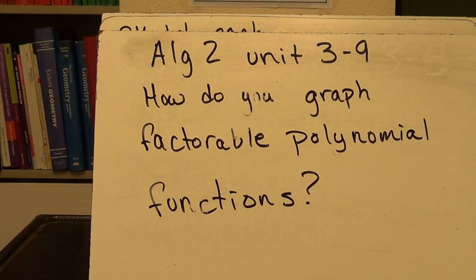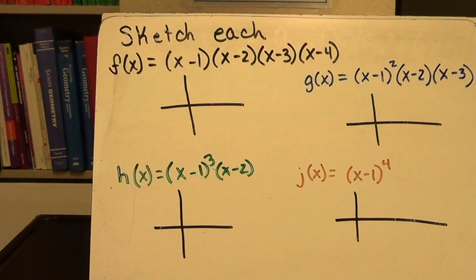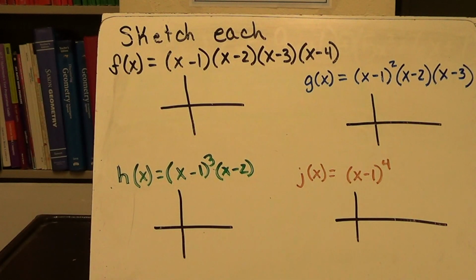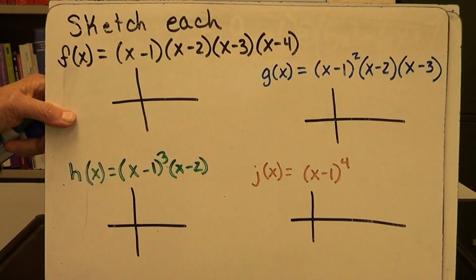How do you graph factorable polynomial functions? I think you guys will really like this one. If a polynomial function is factorable, then we see some really cool things. Here's how I graph these. I'm just going to show you my short way.